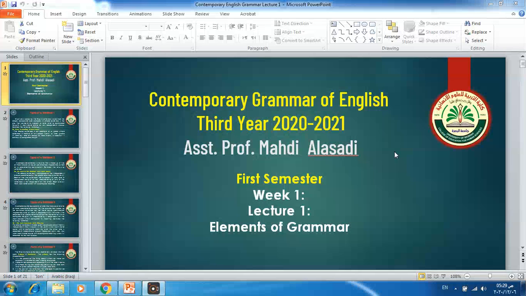And then we will move on to speak about the major sentence elements, the units of the sentence. We will speak about objects, what types of objects do we have, and the complements, and then we will move to speak about the categories of the verb. Now, let's start our lecture.